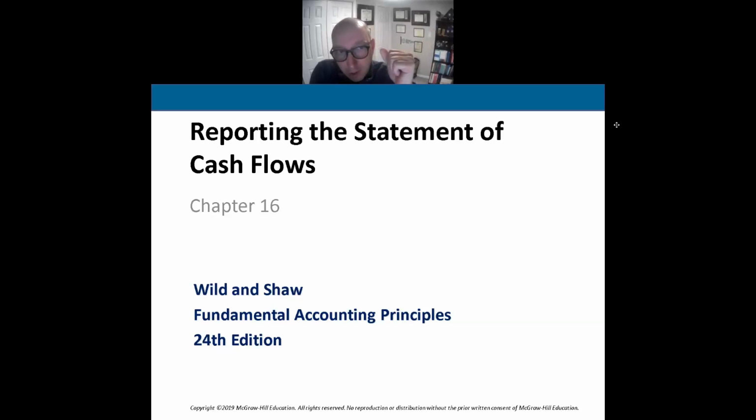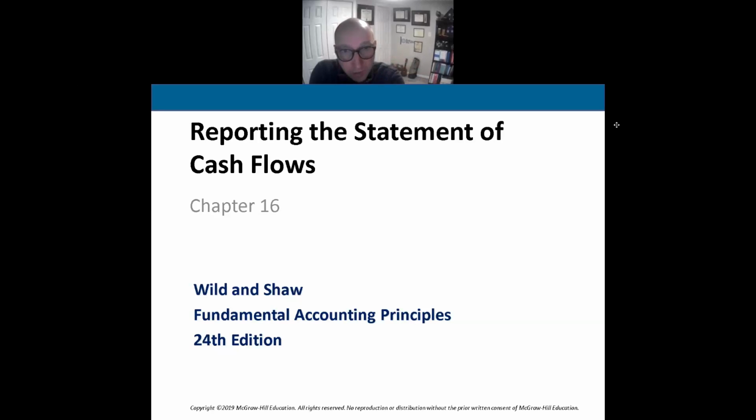Second category on the statement of cash flows is called investing activities. Investing activities is the purchase or sale of property, plant, and equipment. Those are investing activities. I'm investing in the business, okay? By purchasing or selling property, plant, and equipment. Investing in the business.